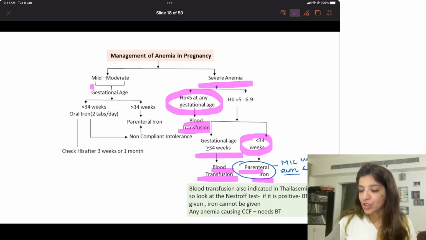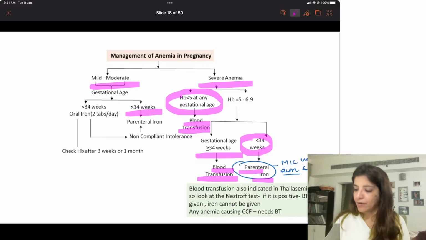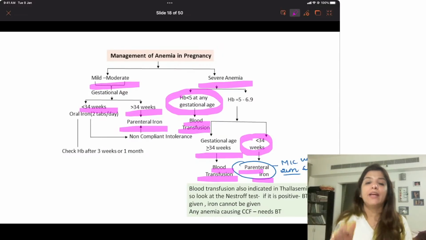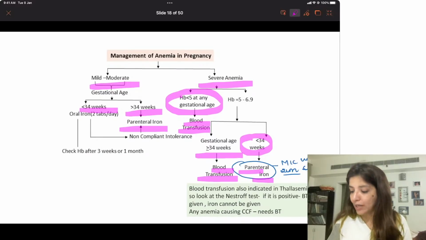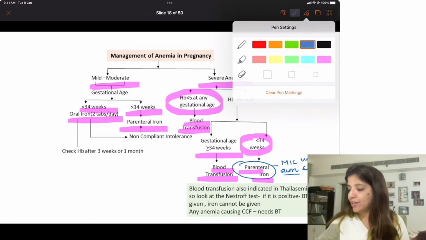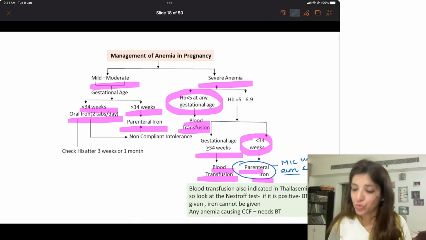Now, if your question talks about mild to moderate anemia, again look at the gestational age. If gestational age is more than 34 weeks, parenteral iron. If gestational age is less than 34 weeks, then oral iron, and oral iron how much? 2 tablets in a day. Now, when you are giving parenteral iron, the most common iron which you use is iron sucrose. Iron sucrose is the most common form of iron which you are using.